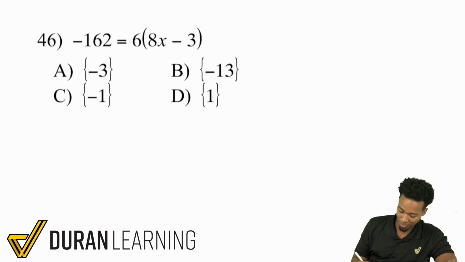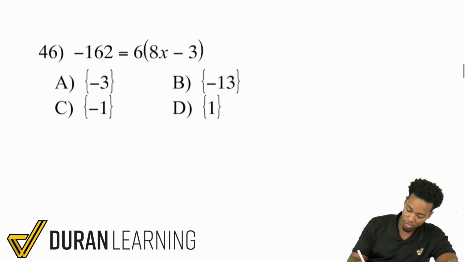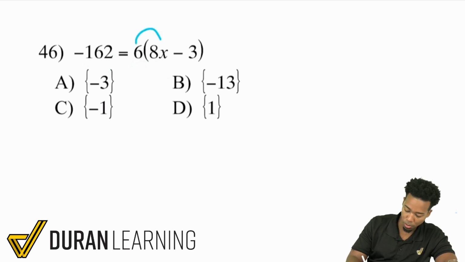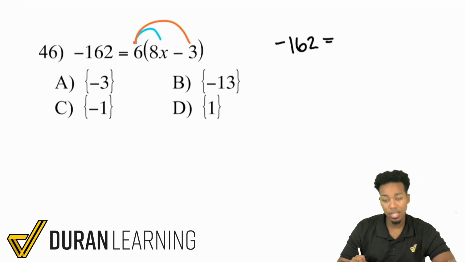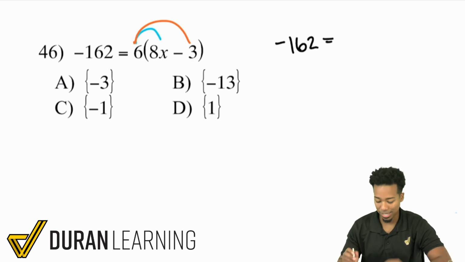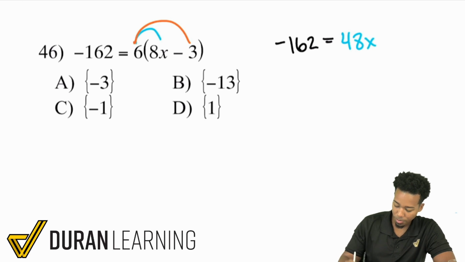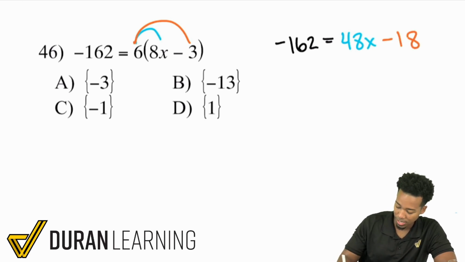So here we have it, my party people. First things first, you could divide both sides by 6 if you wanted to. But instead I'm going to distribute. I'm going to show you how it works when we go ahead and distribute. So we have negative 162 equals, and we have 6 times 8. Well, 6 times 8, that's going to be 48x. And then 6 times negative 3, that'll give us negative 18.